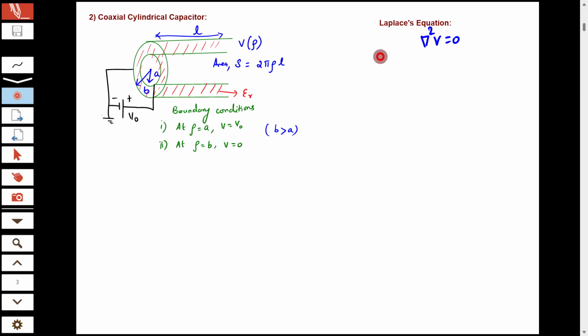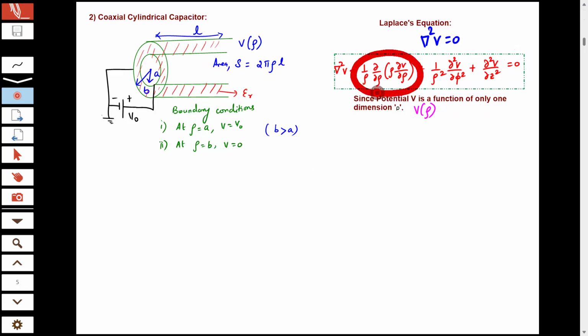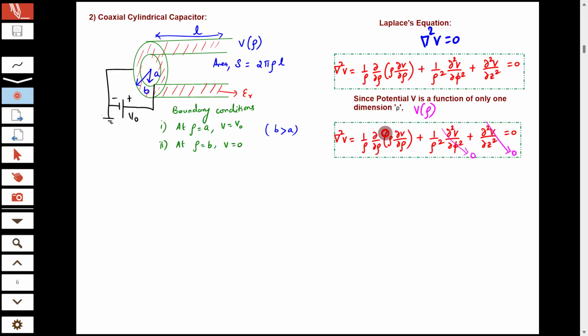We have to consider the system of coordinates as the cylindrical system. We will be writing the del square V equation in the cylindrical system as here. And we also know the potential between the regions of the two capacitor plates is a function of only the variable rho. In that case, differentiation with respect to phi and differentiation with respect to z will be 0. And we have only this function, which is a differentiation of rho twice. This can be written in terms of ordinary differentiation. Since V is a function of only rho, there is no need of partial differentiation. We can write this as an ordinary differential equation.